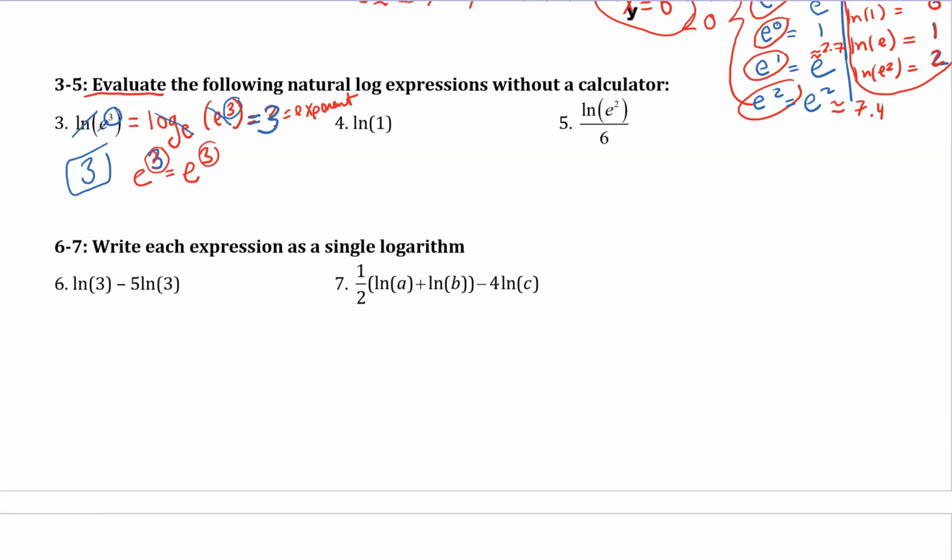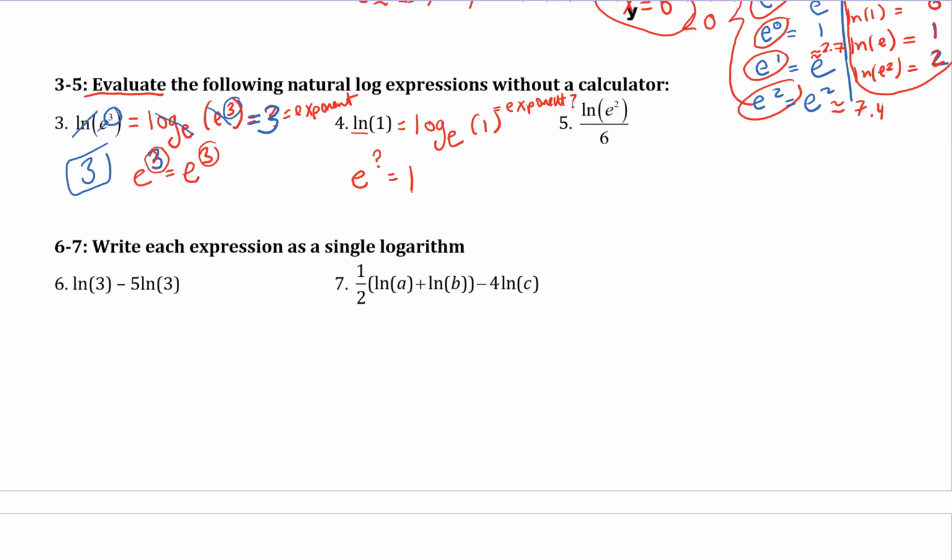Okay, now again, I see ln of 1. And so I have to remember that's a log base e of 1, right? This is an abbreviation for log. It's a log. What's a log? A log is an exponent. So I'm looking for what the exponent is. E to what power is equal to 1?